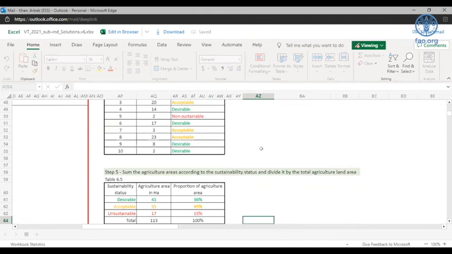And the last table is the same, which I just explained as part of the presentation.